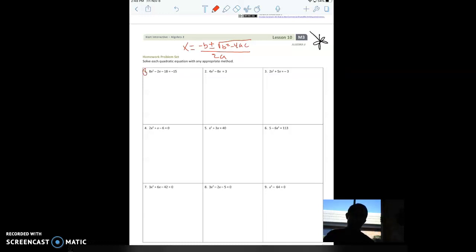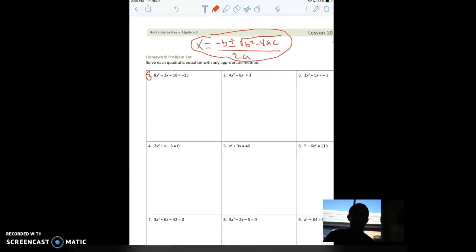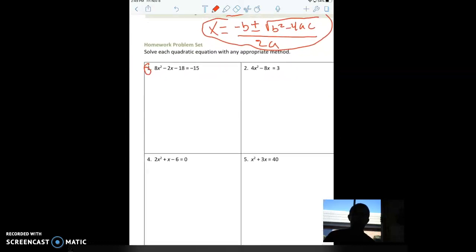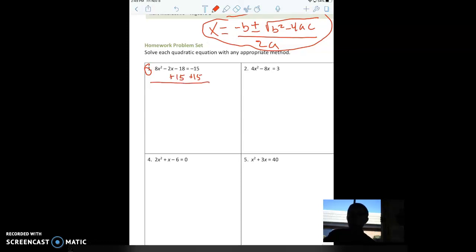For number one, that's not in the correct form. I always need 0 on the right side. So you should always be getting 0 on the right side first before you even start attempting to use the quadratic formula, okay? All right, so I'm going to blow this up a little bit. I'm going to add 15 to both sides. Okay, adding 15 to both sides, I get 8x squared minus 2x minus 3 is equal to 0.